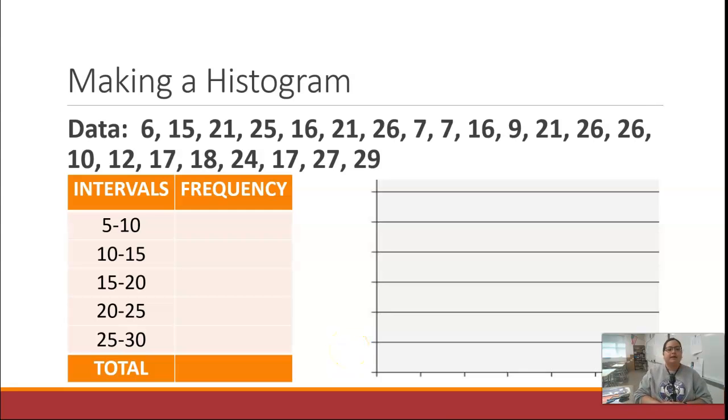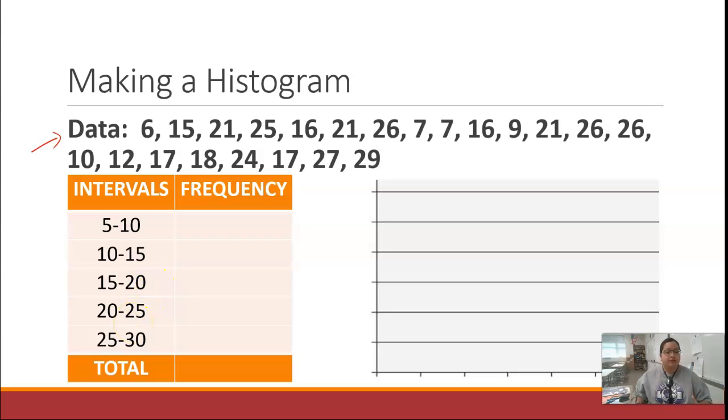So we're going to make a histogram now and a frequency chart. So what will often happen is you'll be given a set of data like this. And before you can make the histogram, you need to decide on what your bins are going to be and count how many you have in each bin. So in this problem, we've decided on a bin size of 5, so we're going from 5 to 10, 10 to 15, 15 to 20, and so on.